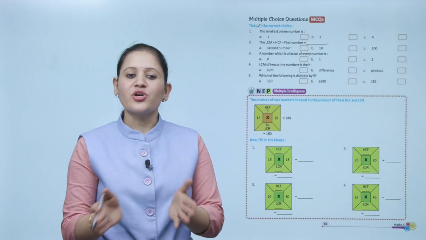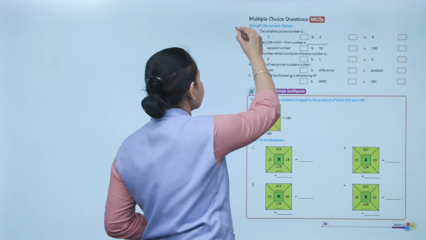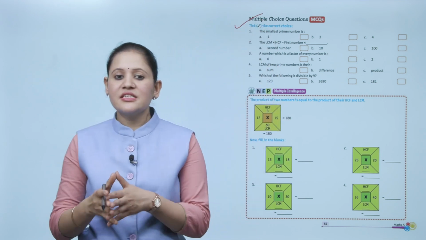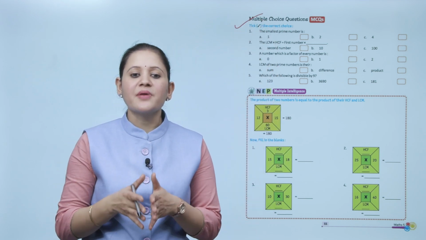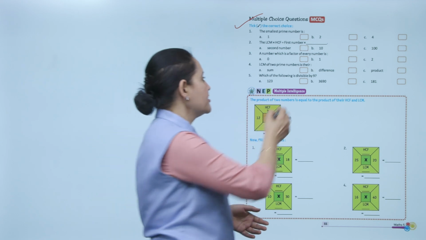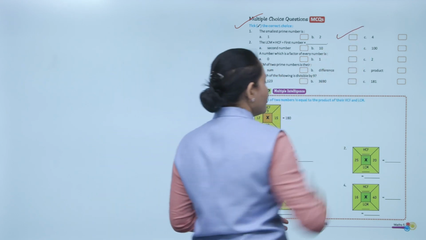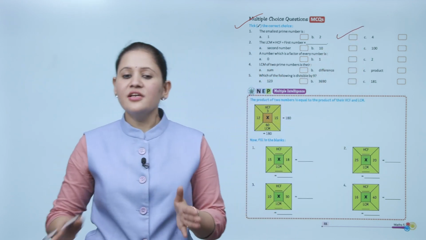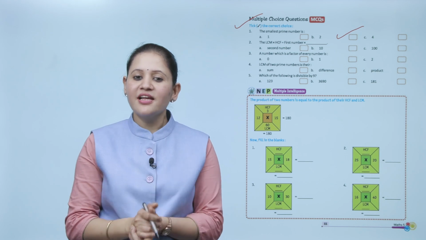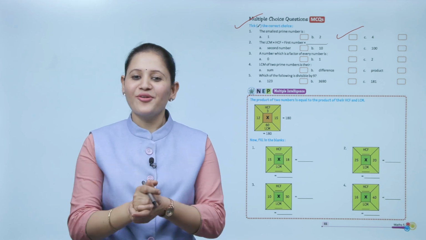Next is multiple choice questions. Take the correct choice. The smallest prime number is 2. So B is the correct option. Clear? So here we end the chapter. I hope you understand it well. Now you have to practice it.